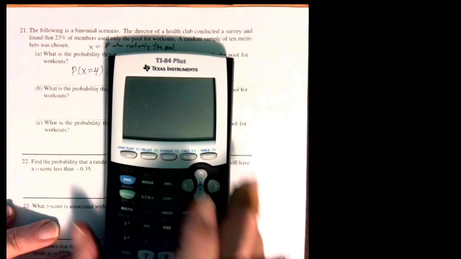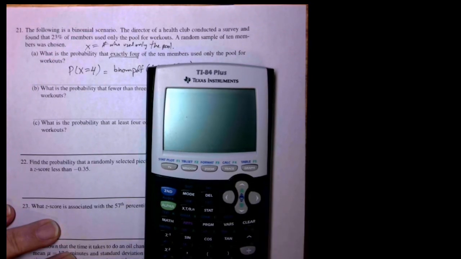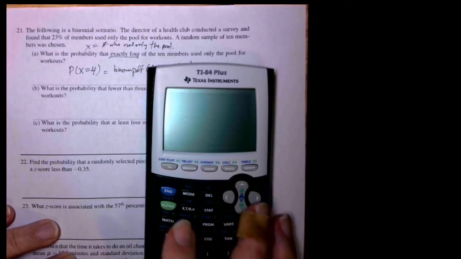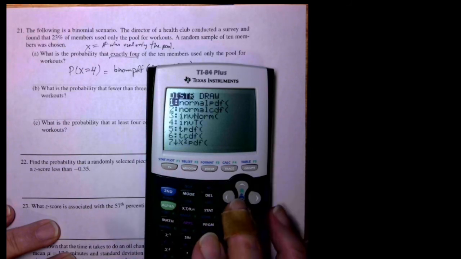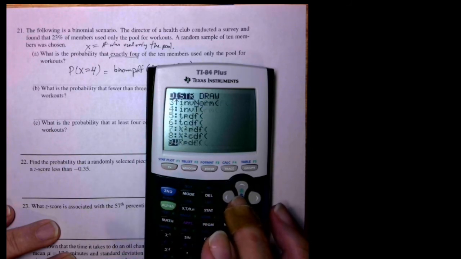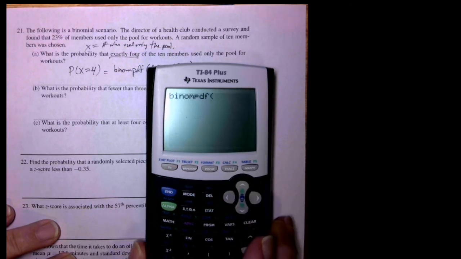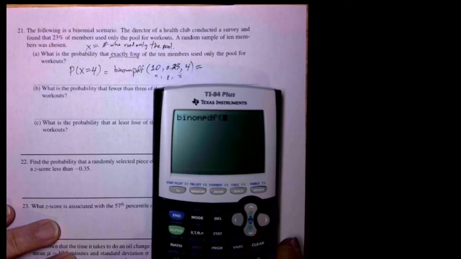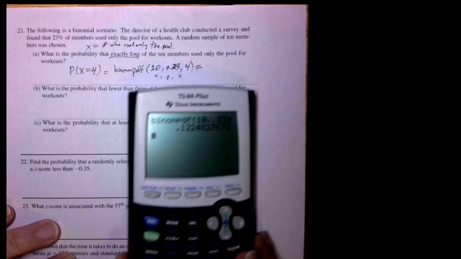Let's see if I turn this off. Is it easier to see the screen? No, it's harder. Sorry. So we need binomPDF. That's on the distributions menu. So I go to the distributions menu and then arrow down until I find binomPDF. There it is. Okay, and then I'm just going to put in the arguments 10, comma, 0.23, comma, 4. So it's about 0.1225.